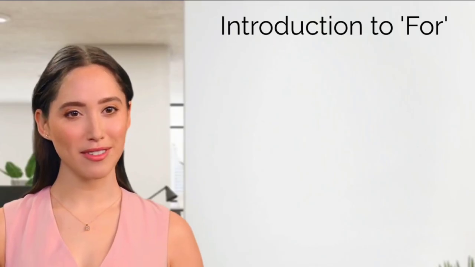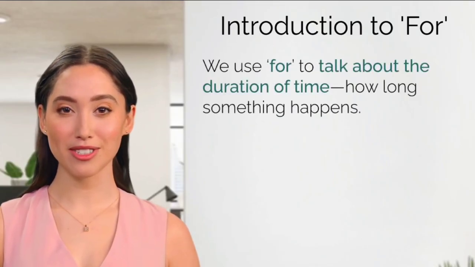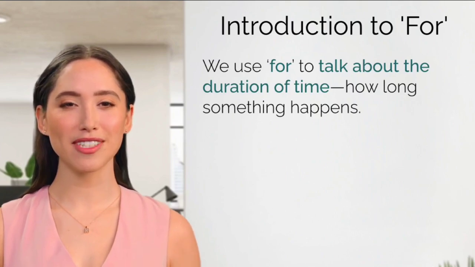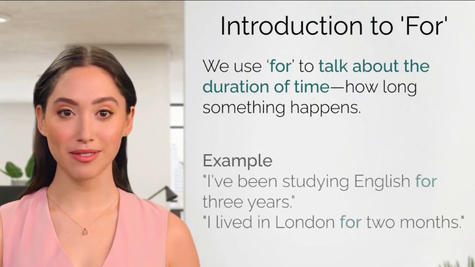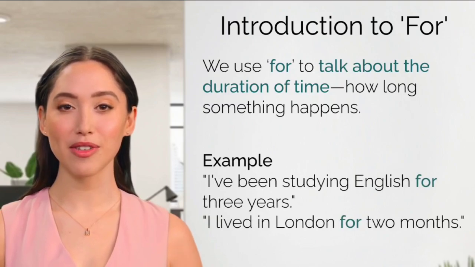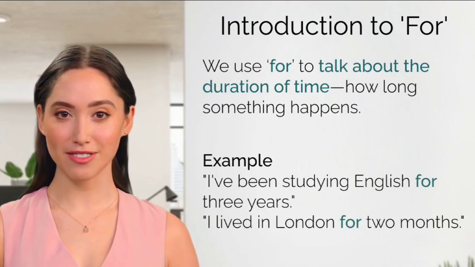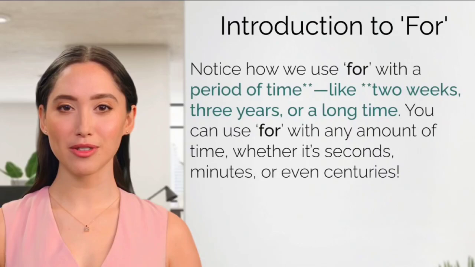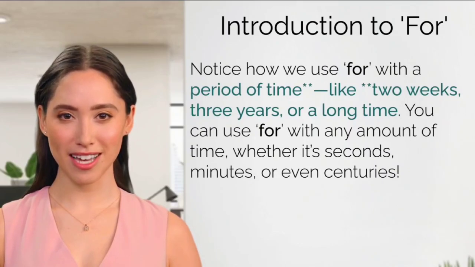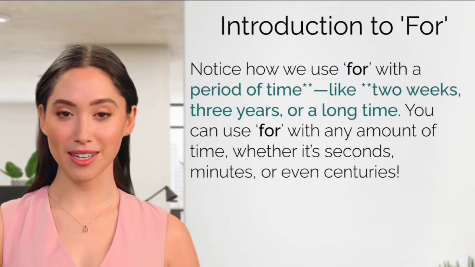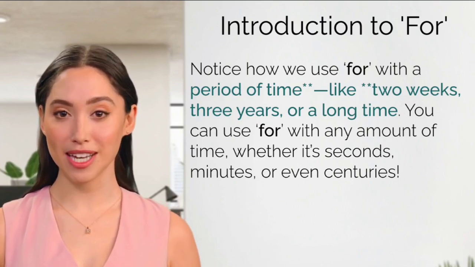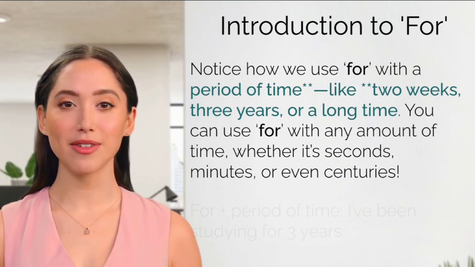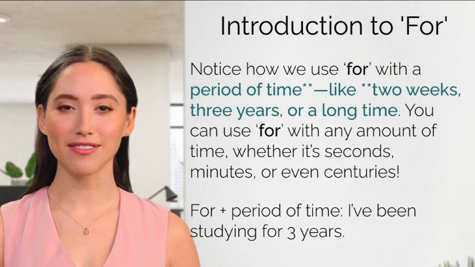Let's start with for. We use for to talk about the duration of time, how long something happens. It's super easy once you get the hang of it. Example: I've been studying English for 3 years. I lived in London for 2 months. Notice how we use for with a period of time, like 2 weeks, 3 years, or a long time. You can use for with any amount of time, whether it's seconds, minutes, or even centuries. For plus period of time: I've been studying for 3 years.